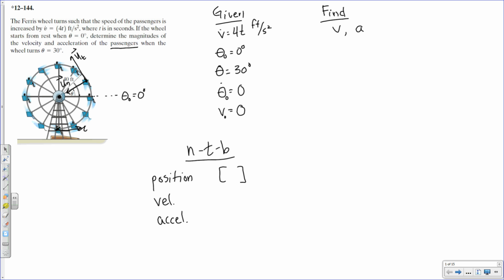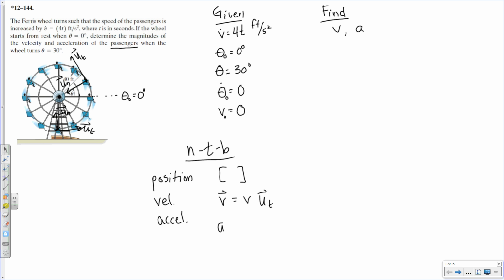Tangential components for this person would be to the right, and the normal component would be upwards, like so, because from their perspective, the center of curvature is above them. So there's no position vector. There is a velocity vector, and it's just simply the magnitude of the velocity, the speed, in the tangential direction.